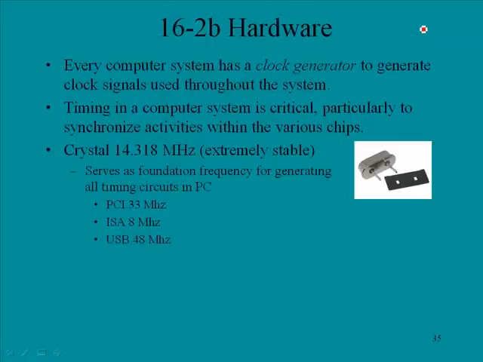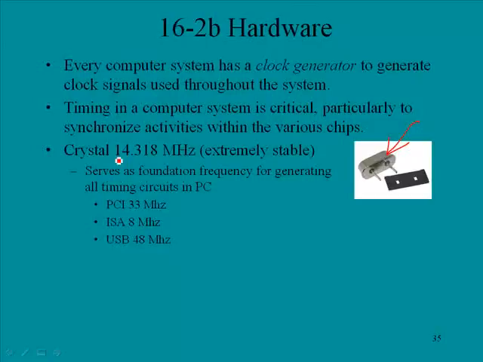We're continuing in our discussion of hardware. Every computer has a clock generator to generate clock signals used throughout the system. Timing in a computer system is critical, particularly to synchronize the activities within the various chips. To do this, a crystal is used, and this is a picture of a crystal right here.